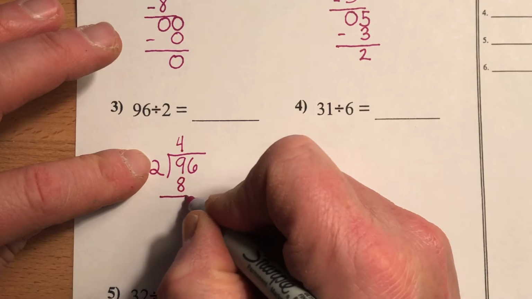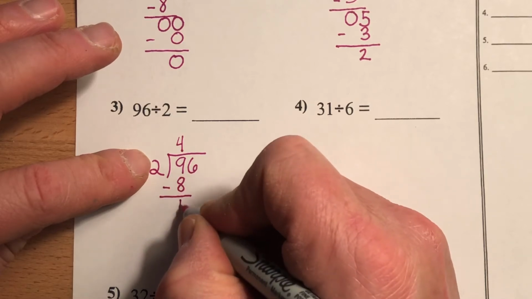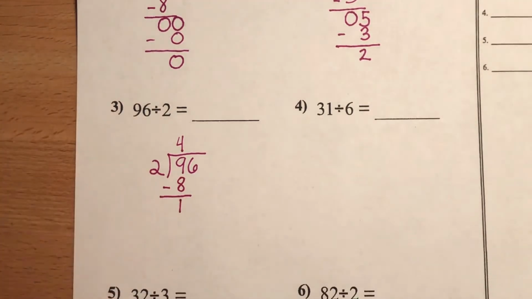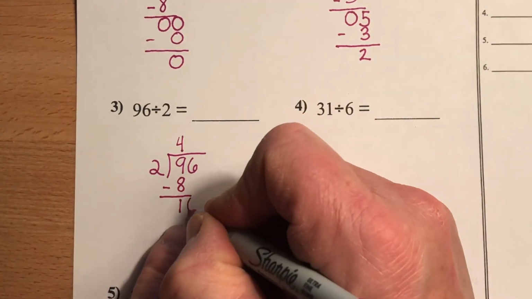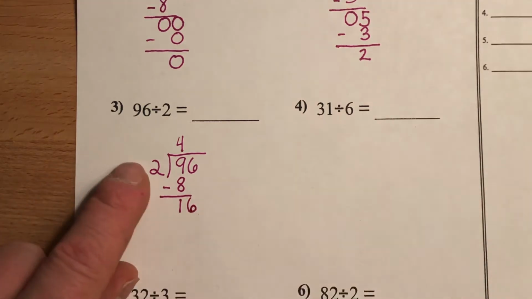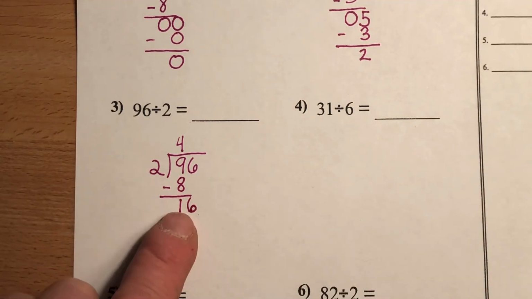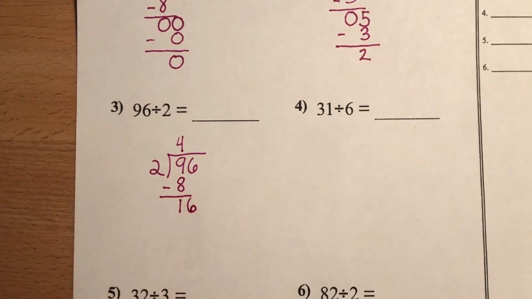I subtract, and I get 1. And 1 is smaller than 2. Great. Now I drop down my 6. Okay? And ask myself, how many times does 2 fit into 16? How many 2's can I count without going over 16?